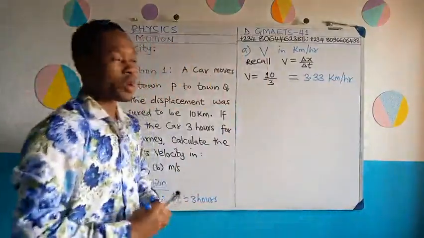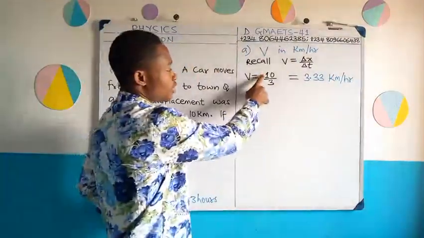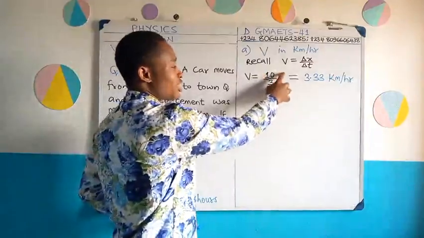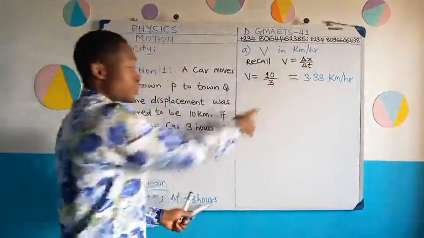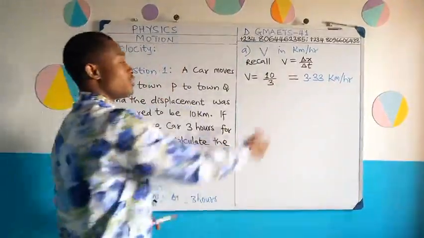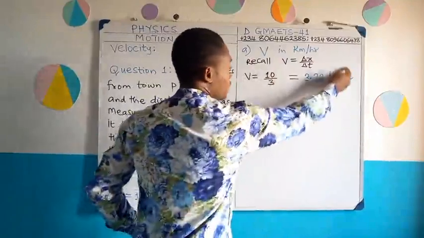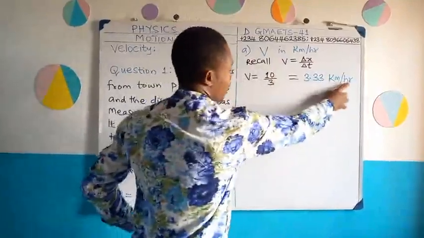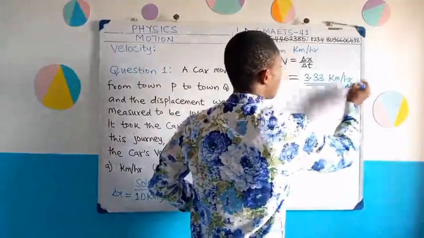Why is it kilometers per hour? Agreeing with the units of part A of the question. This displacement has the unit kilometer, km, on top. Then this time, 3, has the unit hours, as given to us in the question. So if you get your answer with kilometer on top, divided by, which is per, hour under, you have this. So this is our answer in the first part of the question.